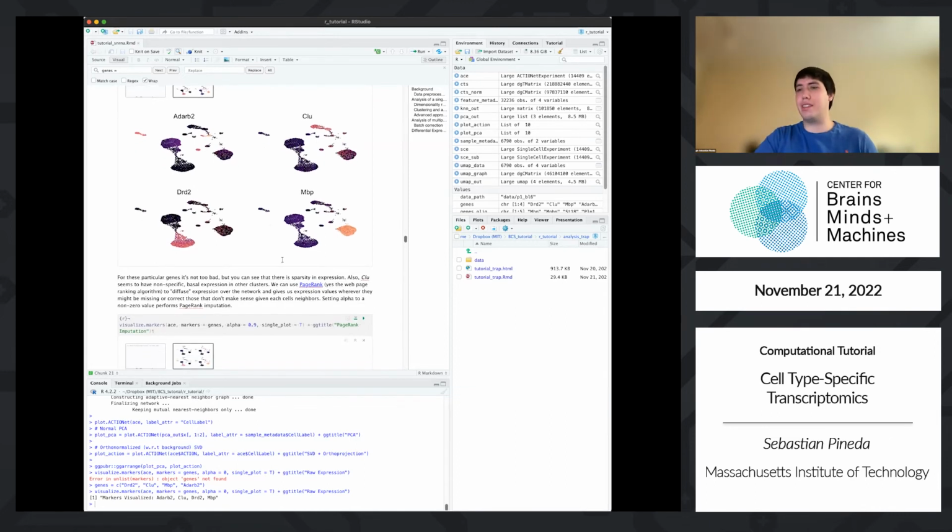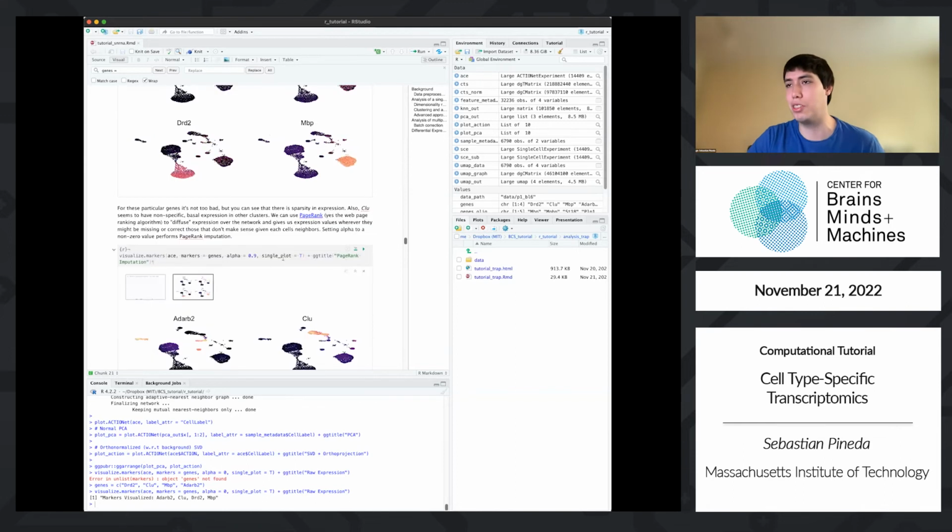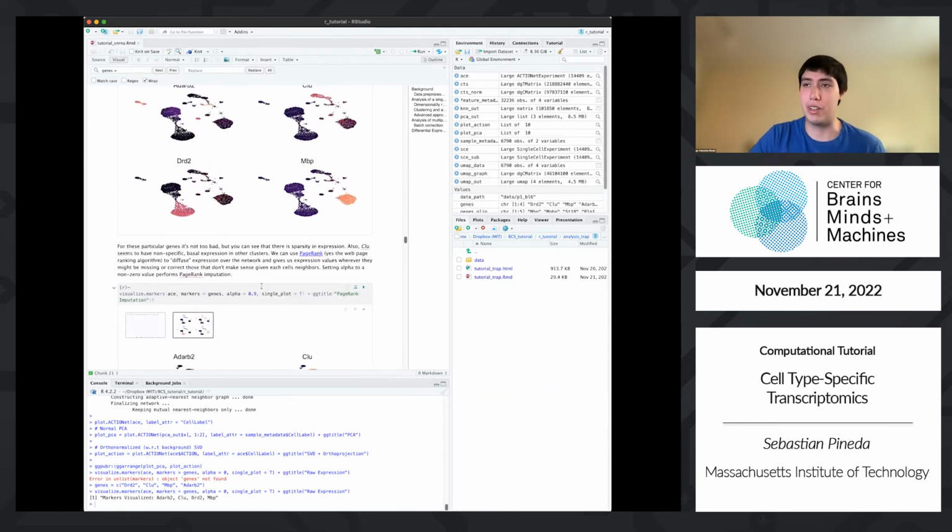Given this network that we built, that we use to generate these much nicer 2D projections, we can actually use it for other things. Since we have a measure of how similar these cells are in their relationship to one another, this allows us to actually use algorithms to impute the missing data. One of those algorithms that works very, very well is PageRank. PageRank you may have heard of before. It's the Google search engine algorithm.